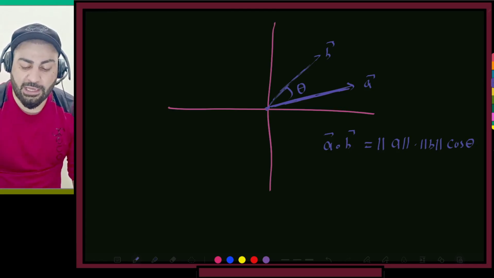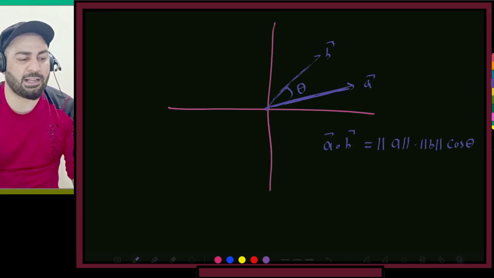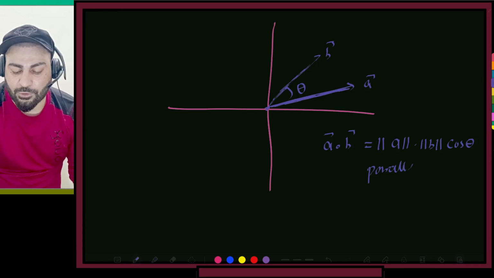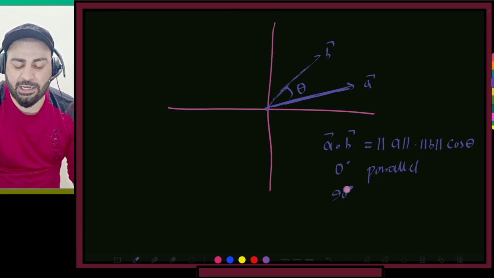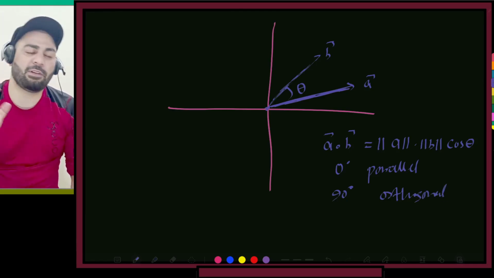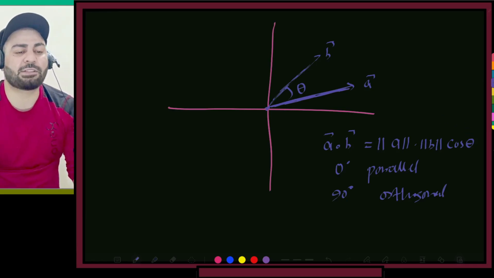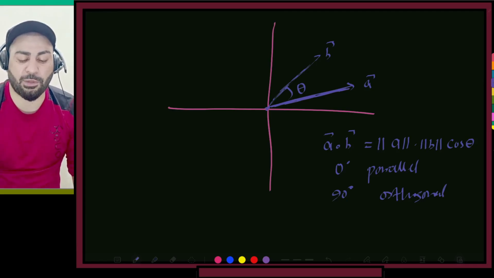If I make this angle 0, then the vectors are parallel. If I say 90 degrees, the vectors are orthogonal. Orthogonal basically means they are at an angle of 90 degrees. So this gives somewhat a different notion. This is the dot product geometrically, and it defines this.